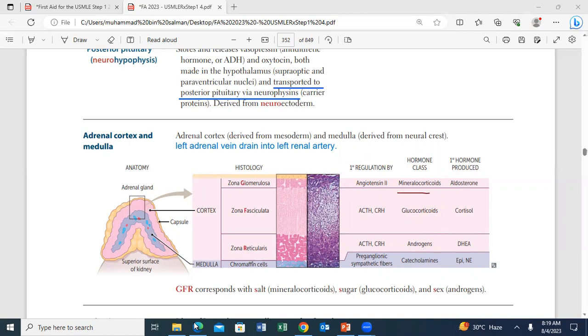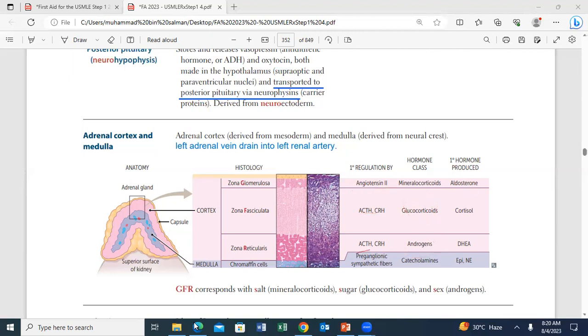Now you should know how these secretions are regulated. So mineralocorticoid, which is aldosterone, is primarily regulated by angiotensin 2. As you know, angiotensin 2 is produced by the renin-angiotensin-aldosterone system. So you see there is aldosterone at the end of this name. Aldosterone is regulated by angiotensin 2, and the other two secretions are regulated by ACTH.